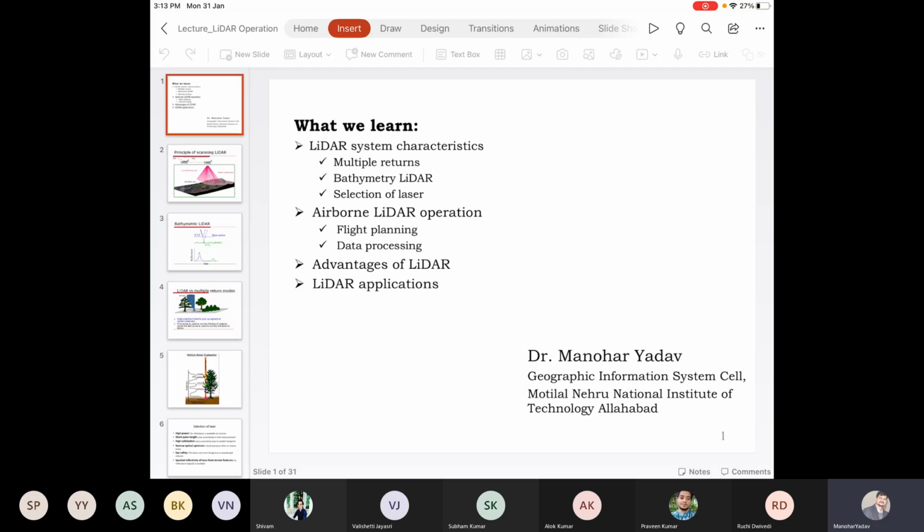Then in airborne LiDAR processing, the next step is once you have the data, okay? So there is a standard set of data processing, okay? So those data processing steps we'll discuss briefly. And then finally, we have already gone through the advantages and applications of LiDAR, okay? So we'll move to the next step, that is how the individual sensor data is combined together to geolocate a laser footprint.